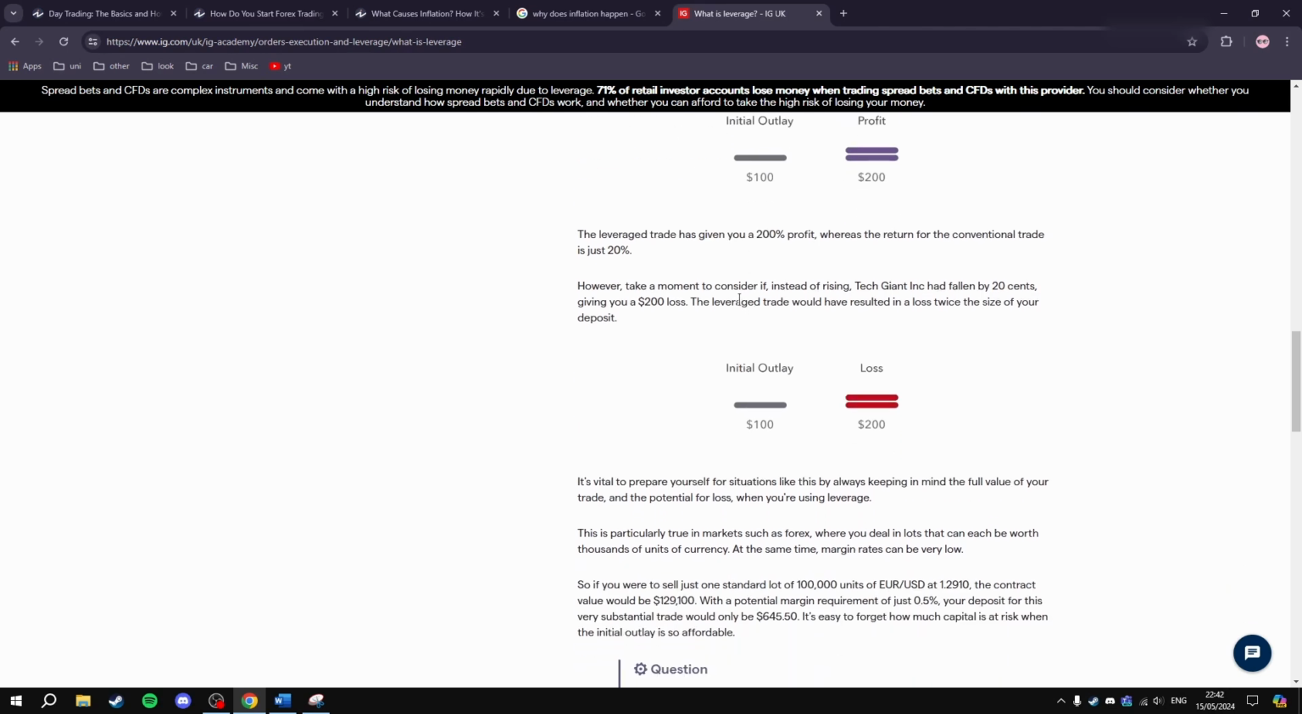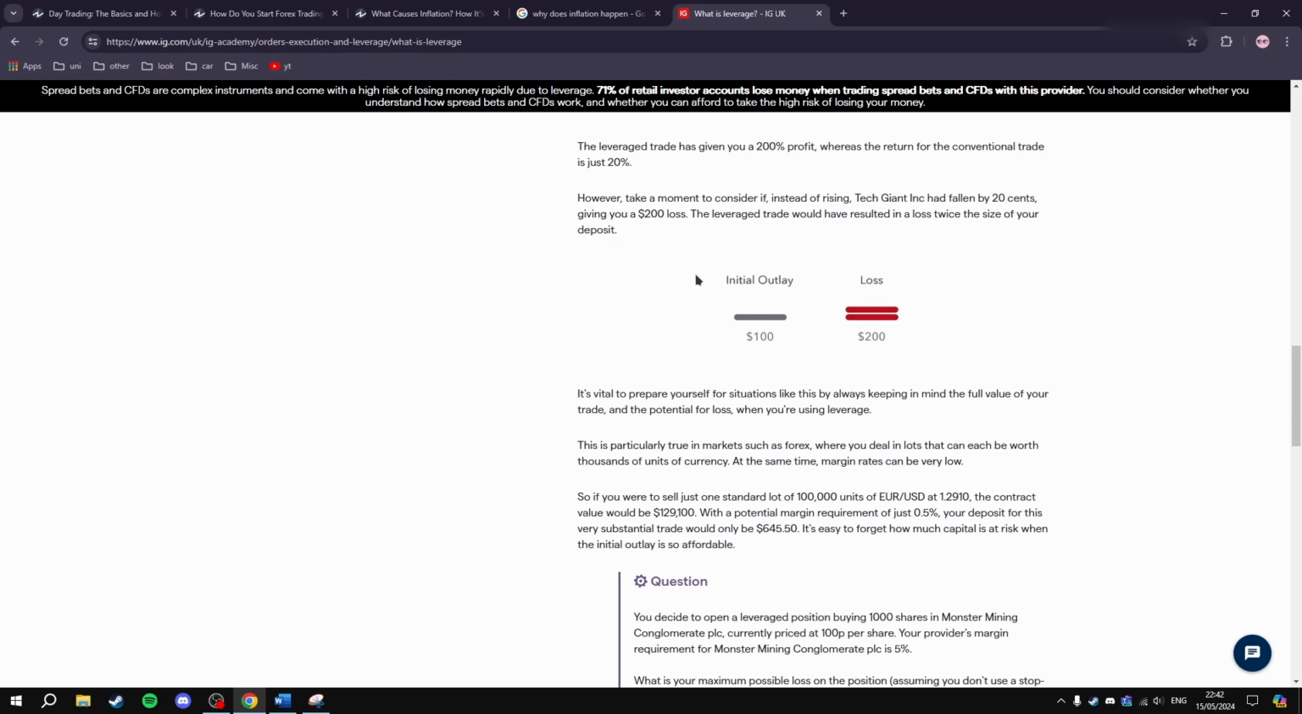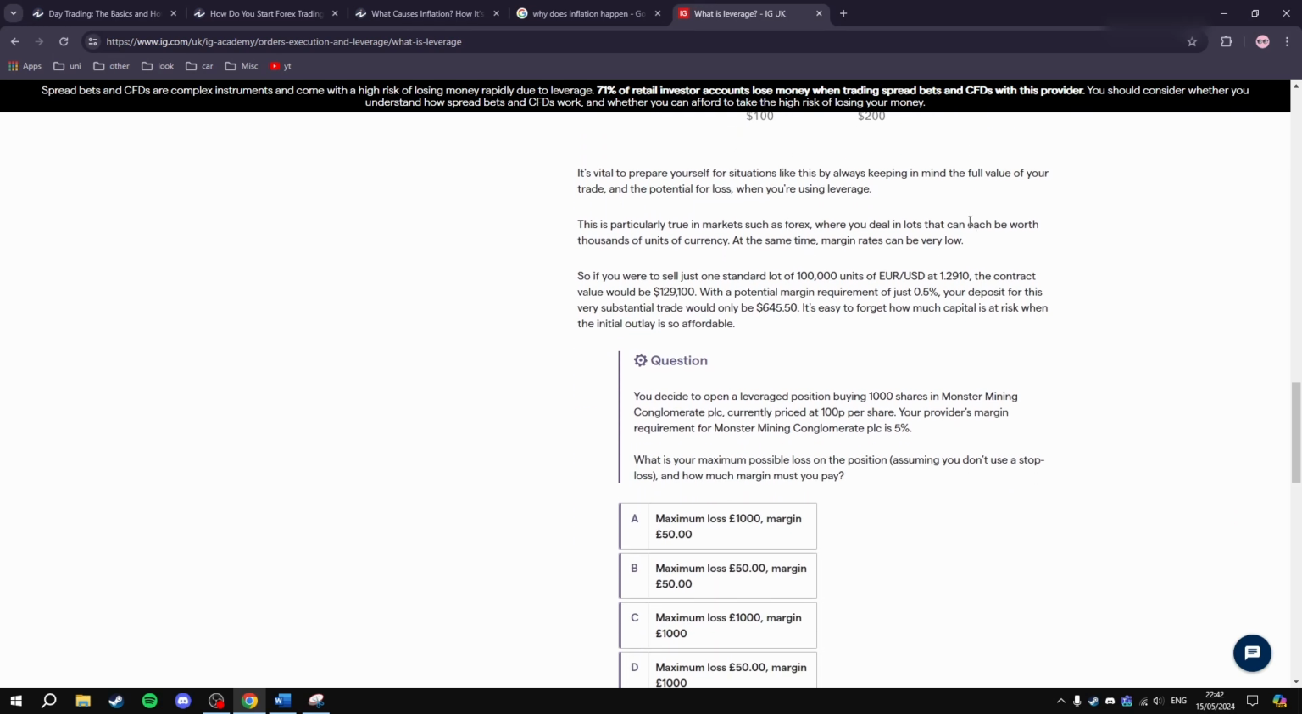However, take a moment to consider if, instead of rising, Tech Giant Inc. had fallen by 20 cents, giving you a $200 loss. The leverage trade would have resulted in a loss twice the size of your deposit. It's vital to prepare yourself for situations like this by always keeping in mind the full value of your trades and the potential for loss when using leverage.